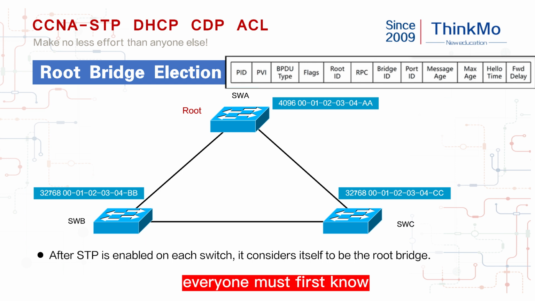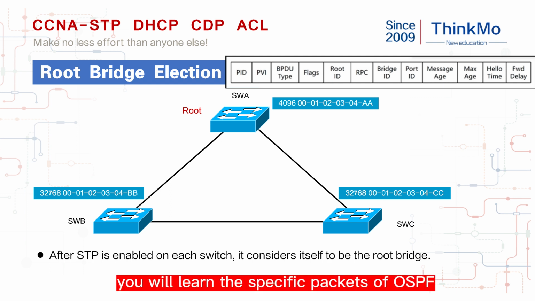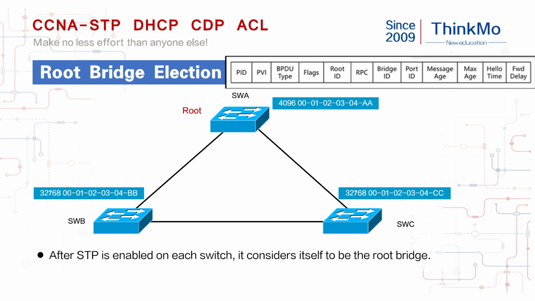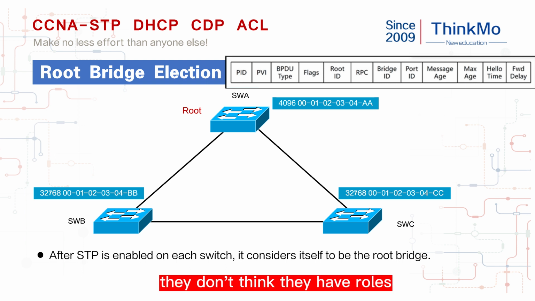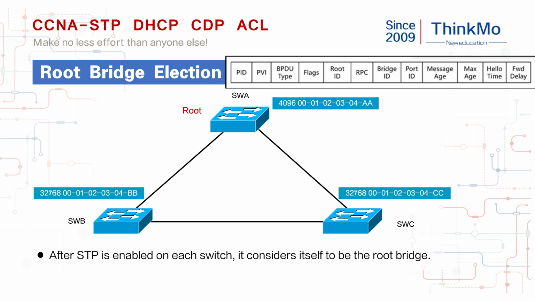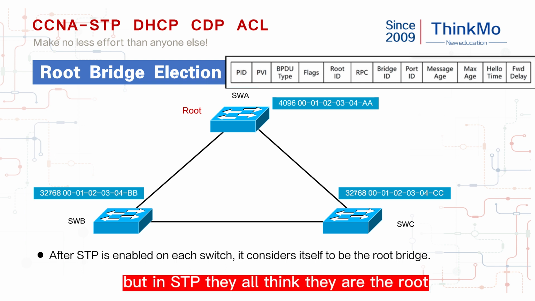Everyone must first know that the devices on layer two are actually incompatible with each other. For us, each switch only needs to start STP, and it will consider itself the root. When you reach the NP stage, you will learn the specific packets of OSPF. Many protocols in the third layer are relatively modest. They don't think they have roles. But in STP they all think they are the root.